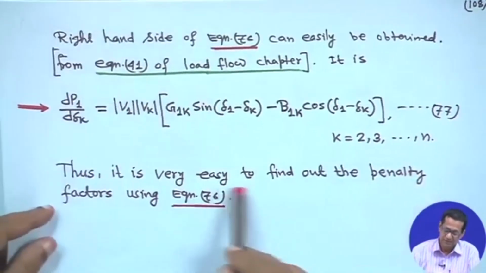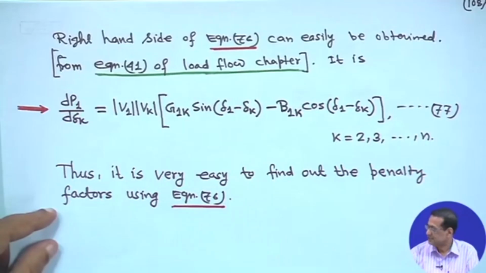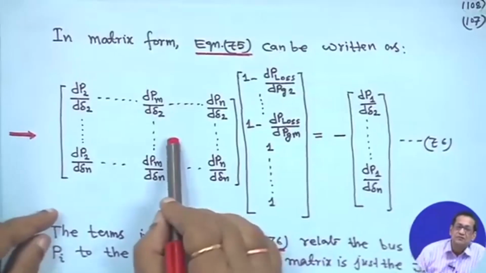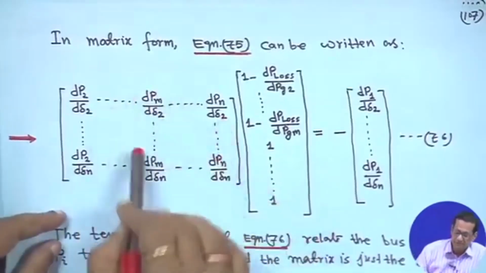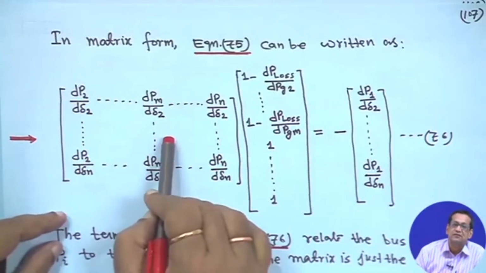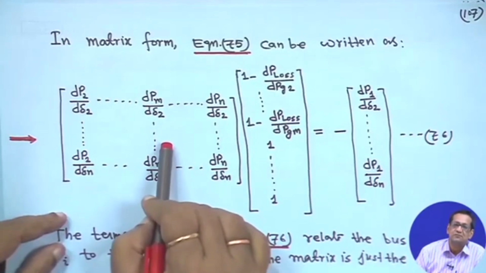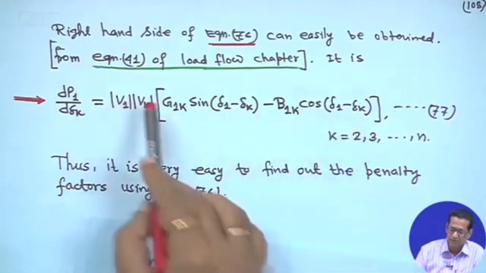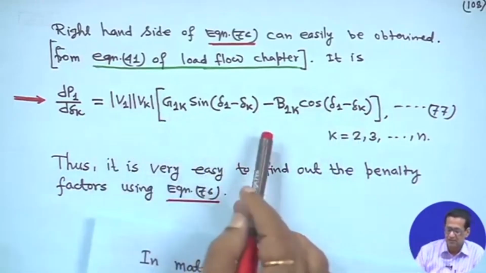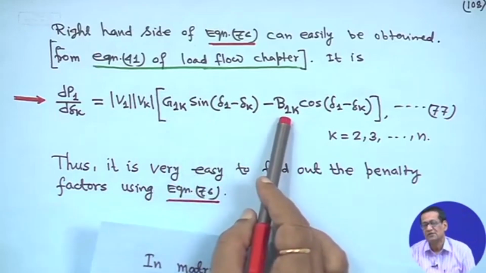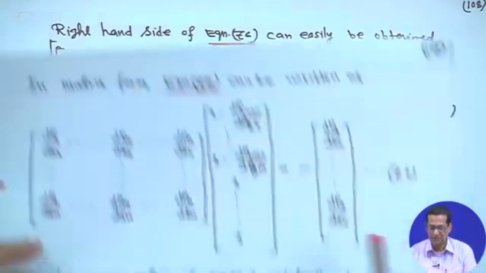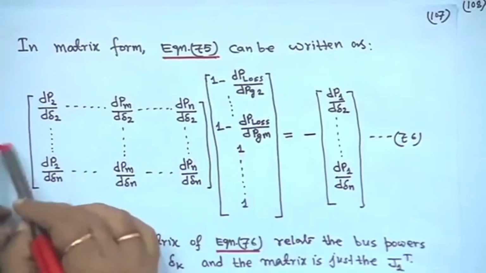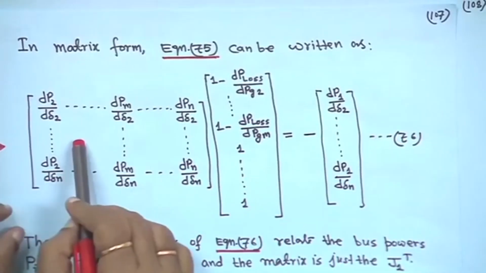Therefore, it is very easy to find out the penalty factor using equation 76, that means from the load flow studies. After the load flow studies you know this, right, because this is the J1 matrix and J1 transpose, and on the right hand side also this dPo. After the load flow studies all these parameters are known, your V and delta are all known, and G and B are line parameters, which you also know, right. Therefore, you multiply both sides by J1 transpose inverse.